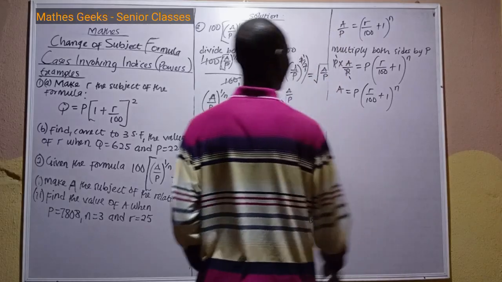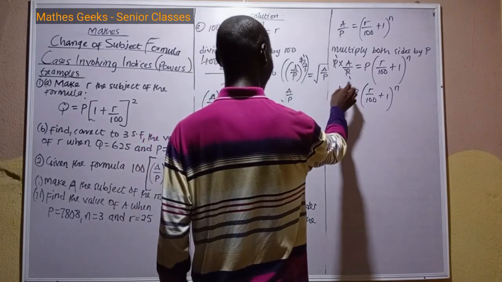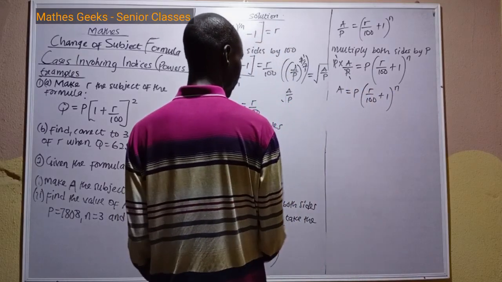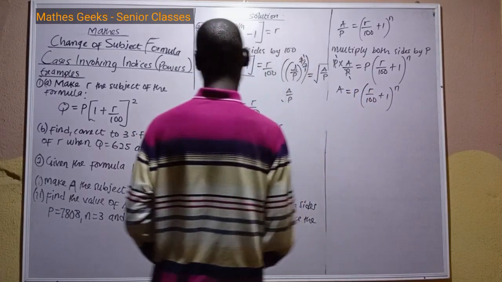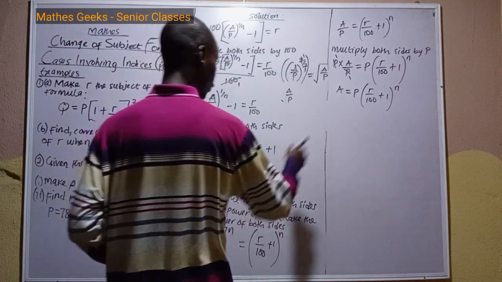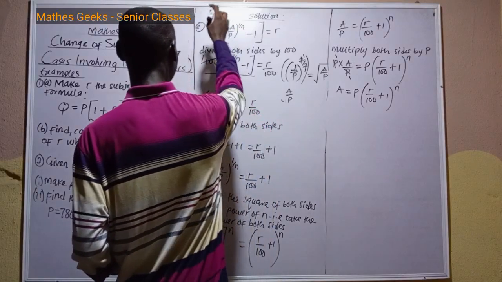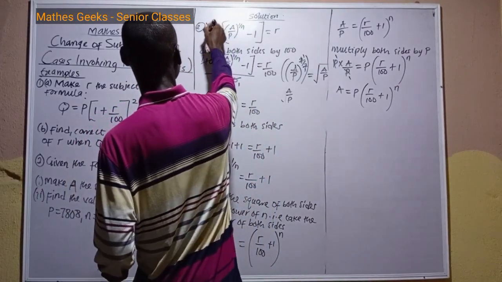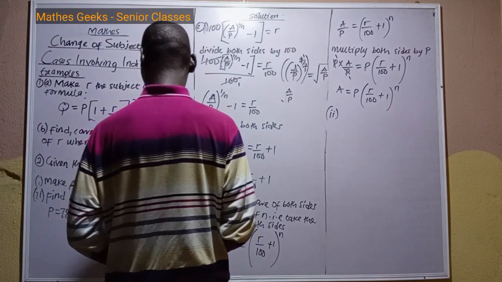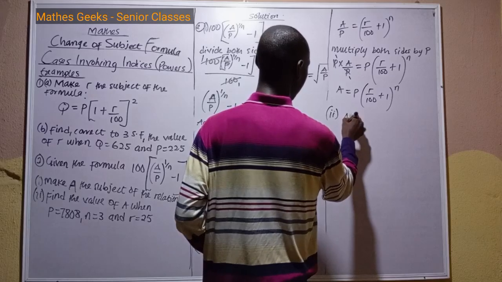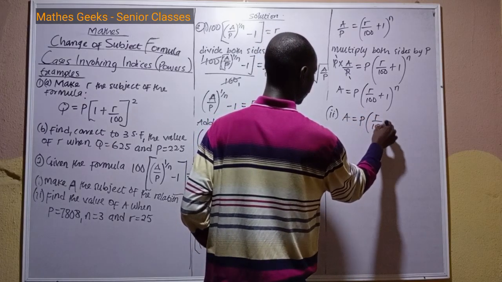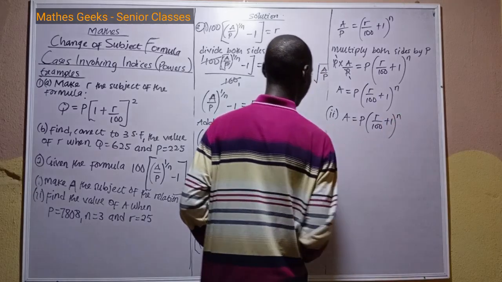This is the formula for amount. Sorry, this is the relation when a is the subject of the formula, and this is the formula for amount in compound interest and simple interest. Let's go. Number 2, my figure 2 says find the value of a when p. So I'm going to write the formula again. Amount a is equal to p r over 100 plus 1 raised to the power of n.